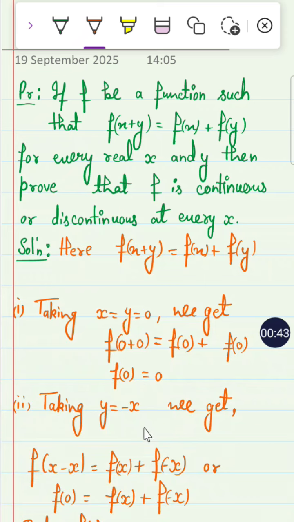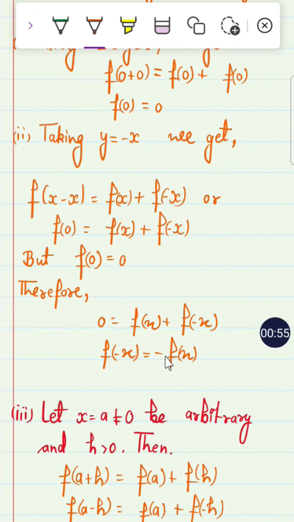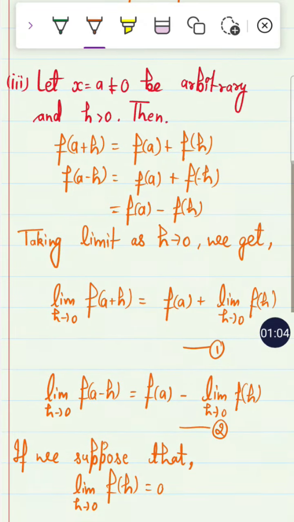Let us take y equals minus x, then this gives f of x minus x is equal to f of 0, and f of 0 we know is 0, so f of x plus f of minus x equals 0, which gives f of minus x is equal to minus f of x, that is, the function is an odd function. Now how do we have to prove that the function is continuous or not?